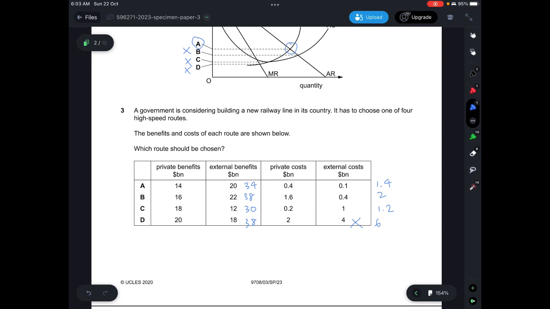So if you see here, C would be ruled out because even though the private cost and external cost combined is lower than private benefit and external benefit, if you compare it with B, A, and D, these three routes actually offer higher private benefits and external benefits. So that's why C will be ruled out as well. Now, if you compare D and B or even A, in this case the external benefit and private benefits combined, A would also be ruled out because it is lower than B and D.